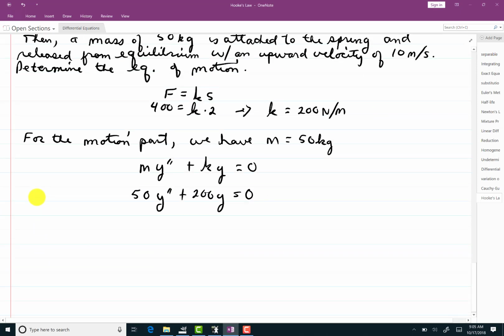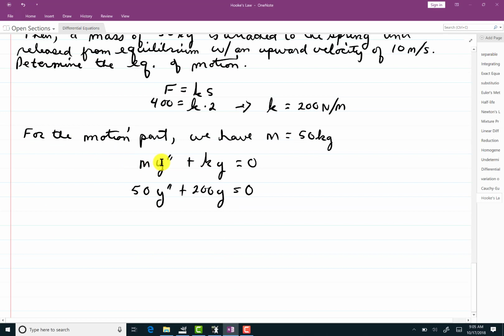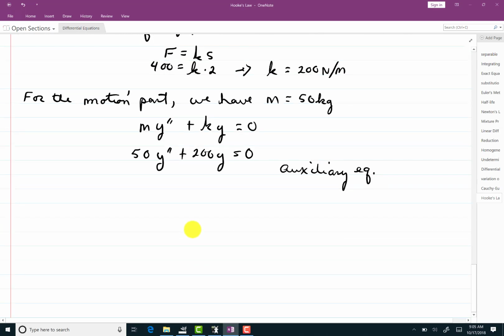And then to solve this, since I am using m for mass, I am going to use r in my auxiliary equation, just so we don't confuse the m from the auxiliary equation with this mass m. So instead, I will divide everything by 50. You get y double prime plus 4y equals 0. So the auxiliary equation will look like r squared plus 4 equals 0, or r equals plus and minus 2i.